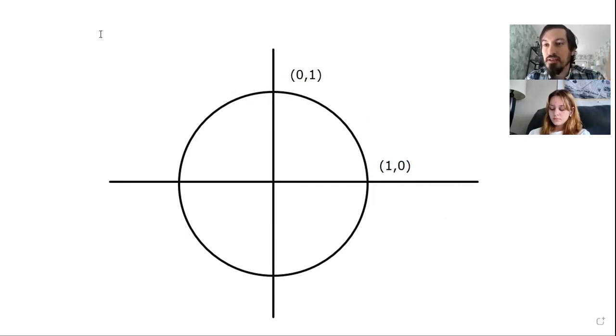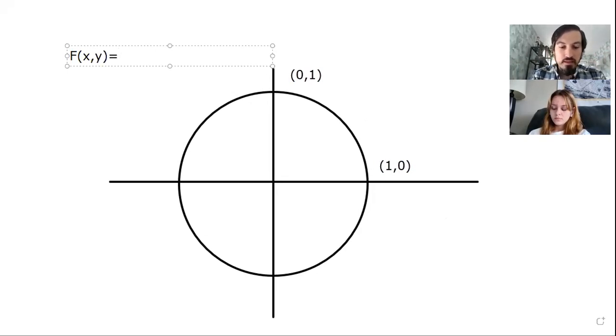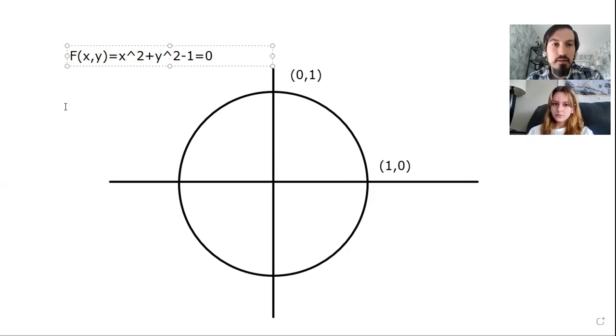And this is the function x squared plus y squared minus 1 equals 0. It's the implicit function right now. That's what we're talking about. Gosh, I should just write that in the text too. F of x, y equals x squared plus y squared minus 1 equals 0. Okay, that's the implicit function that we're drawing.